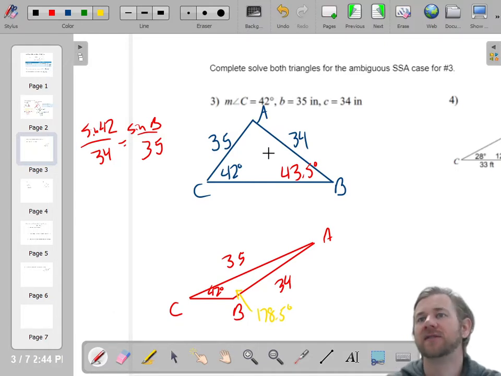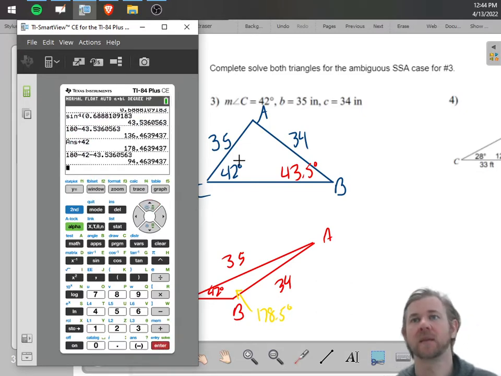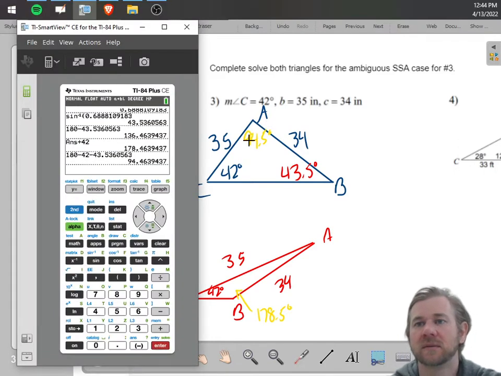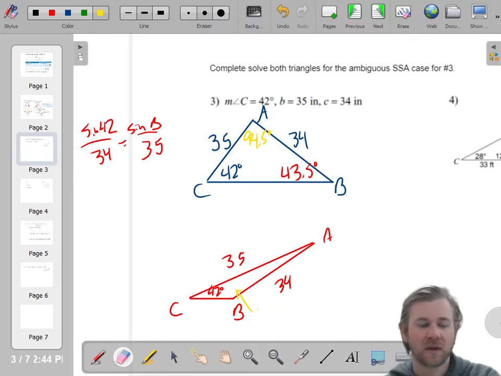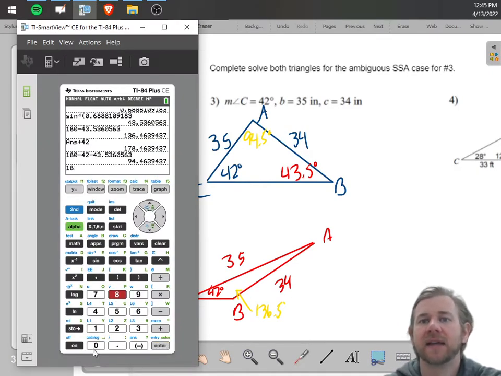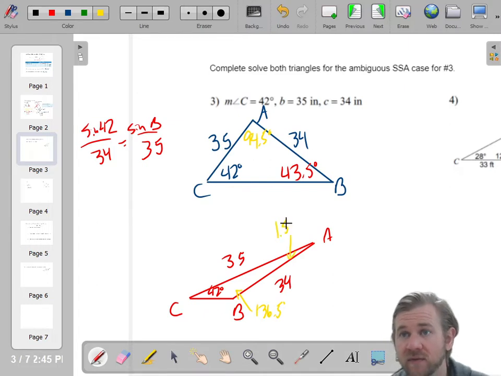So the first thing I'll do is find my missing angles. I'll do 180 minus 42 minus the 43.5, and again, I'm keeping all the decimals. So this is 94.5. Or I could do it with the other one. The 178 comes from adding the 42 to the 136.5, so I need to do 180 minus that to get my other angle C, which is very small, 1.5 degrees.